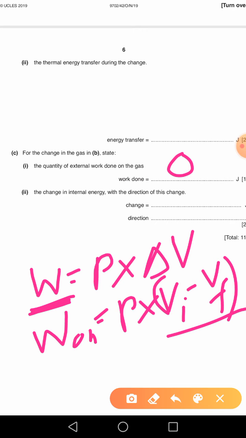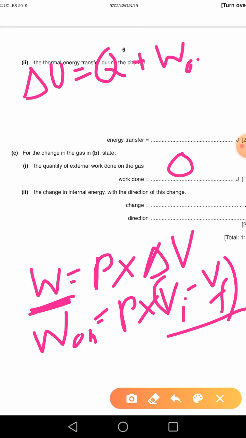Now the change in internal energy with the direction of this change. Okay, this is the first law of thermodynamics, that change in internal energy must be equal to the amount of heat supplied to the gas plus work done on the gas. This is heat supplied to the gas, okay? This is work done on the gas.